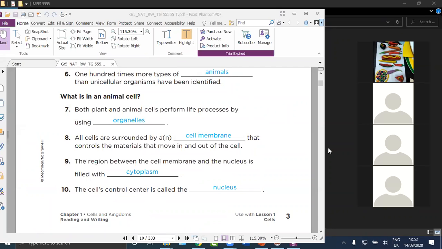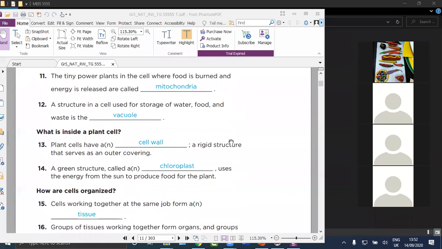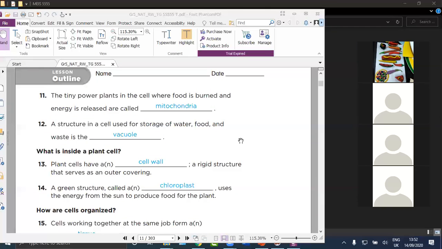Finish. Mu'min Bassam, yes. Mister, I have a question. My book is the same as yours in everything. Okay, that's good. Number 12. A structure in a cell used for storage of water, food, and waste is the vacuole.